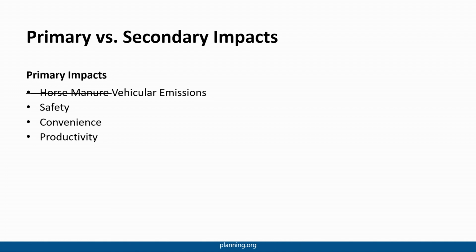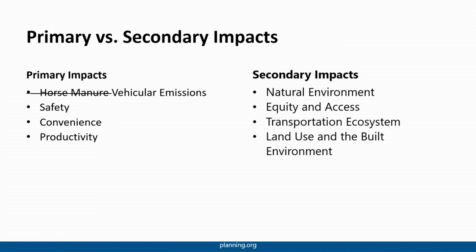And by the way, vehicular emissions, which are the modern-day equivalent of horse manure, can be either a positive or a negative depending on how the vehicular fleet is powered, because virtually all projections when AVs are completely deployed is that there will be increased VMT, vehicle miles traveled. So secondary impacts from the new technology, these are the ones we designers, planners need to be most concerned with.